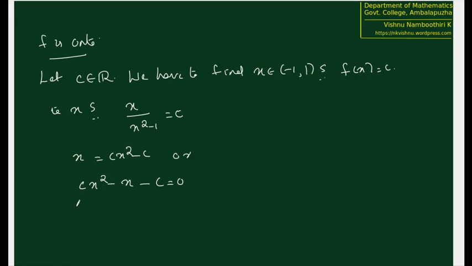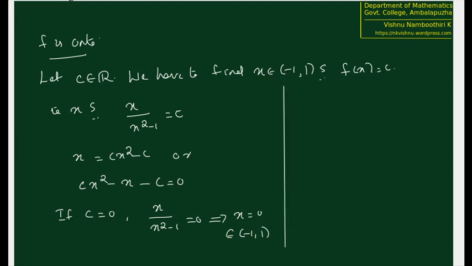For that, we are going to make use of the discriminant, quadratic equation concepts. And of course this is not a quadratic equation if c is equal to 0. So if c is equal to 0, what will happen? If c equal to 0, then x by (x square minus 1) equal to 0 implies that x is going to be equal to 0. There is no other way. So if c is equal to 0, we already have x, and that x belongs to minus 1, 1, and we don't have to look for any other x. So we can safely assume that c is non-zero. Suppose c is not equal to 0.